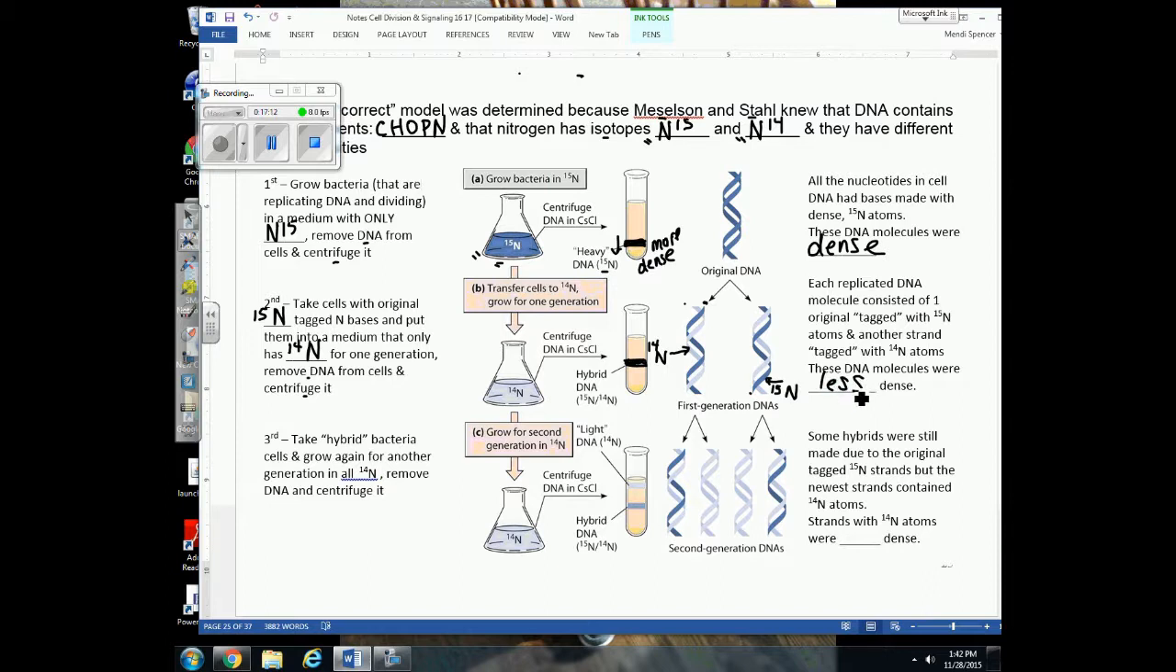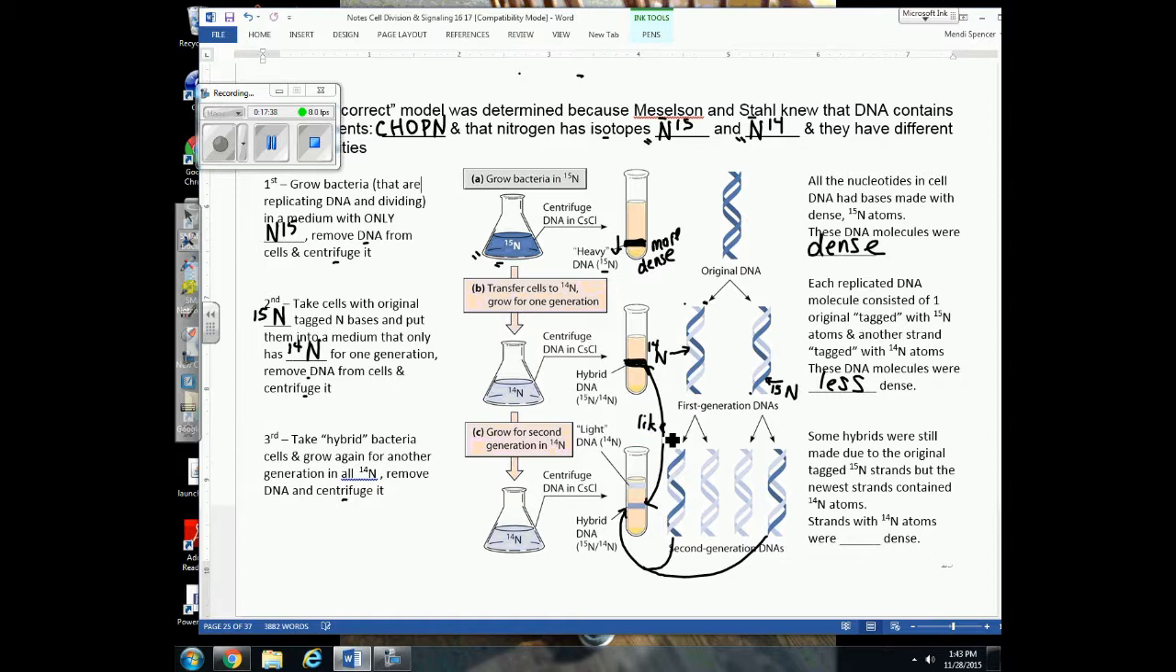But they weren't done. They decided to take these hybrid cells and let them divide for one more generation. Again, they removed the DNA, centrifuged it, and this is what they got. So some of those hybrid DNA molecules would have separated out to make this hybrid band, just like we saw here.